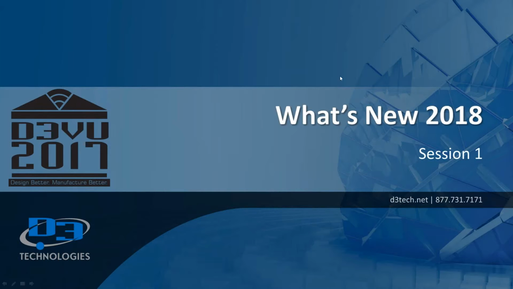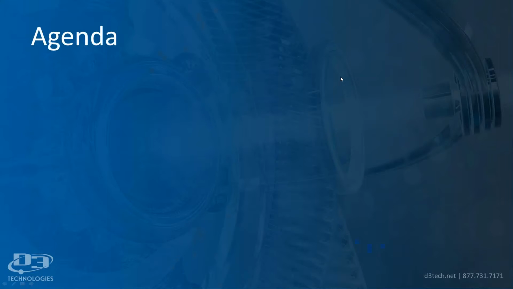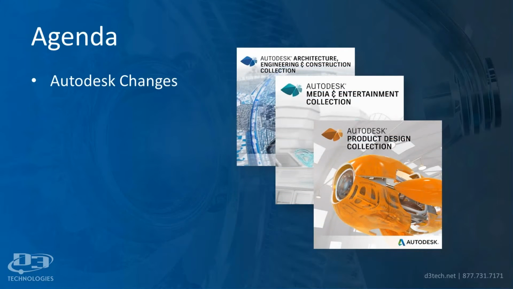So let's walk through the agenda. The agenda for today, before we get started on what's new on the 2018 software, I do want to talk shortly about the Autodesk changes. Most of you might be aware that most products are moving to a collection. You may have a collection today. If not, in the future, your suites might be changing to a collection. So we just want to walk through and explain why Autodesk chose to go with the collections over continuing on with the suites.